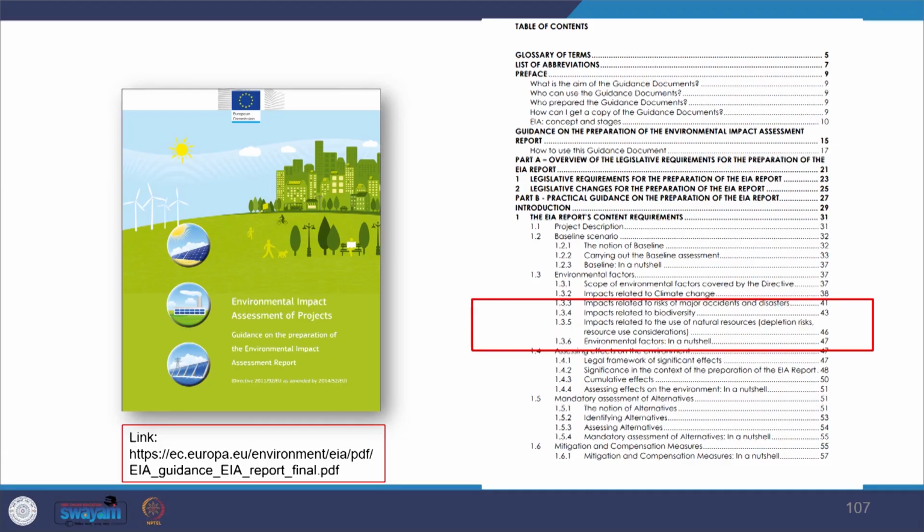There's another guideline which is available for the purpose, on environmental impact assessment of projects. I have given you the link. Here also you can see they have built this in and try to handle it. Points number 1, 3, and 5 look at impact related to the use of natural resources. So there they have dealt with it.